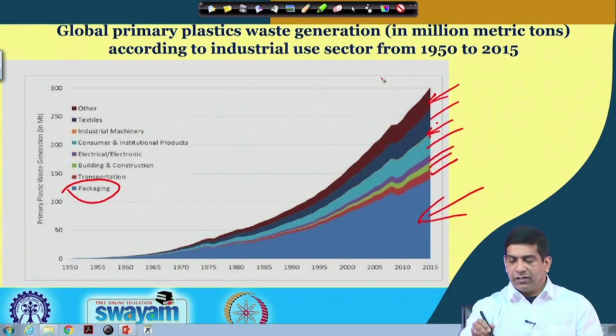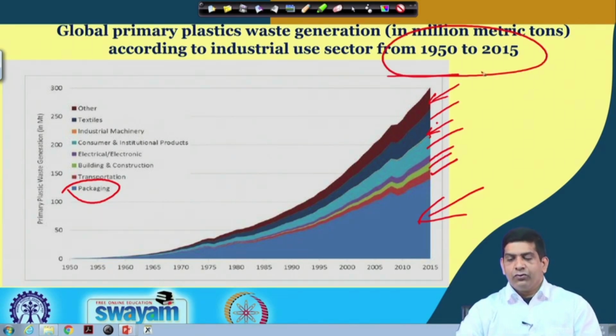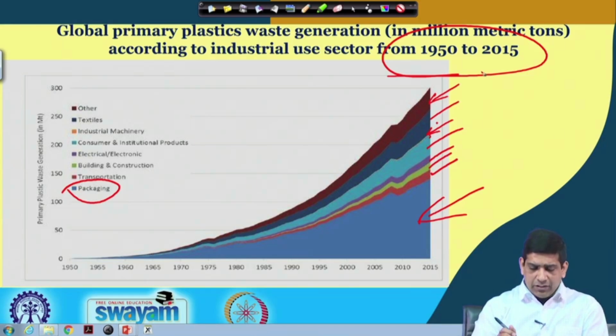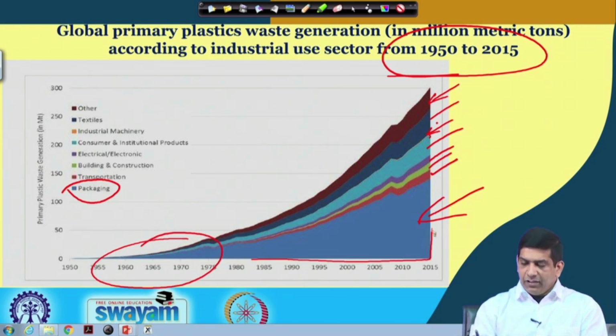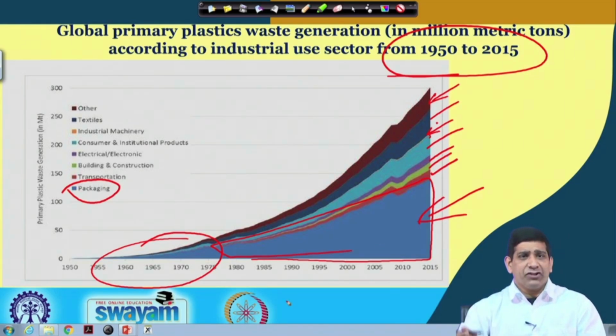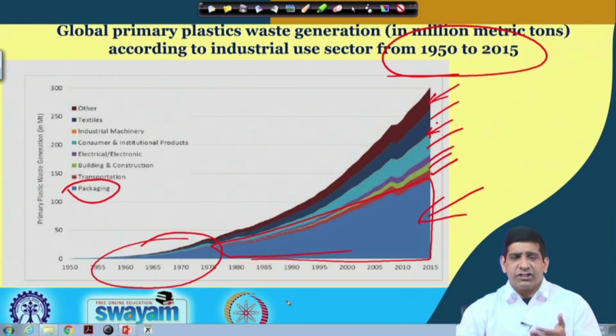So that's the sector breakdown from 1950 to 2015. So it's over a 55-year period. Initially, until the 1960s, 1975, the numbers were pretty low. In this range, the numbers were pretty low. But as we go to this side, we see a huge jump of plastic in packaging and plastic application in other sectors as well. It's not only packaging, the other sectors are also using lots and lots of plastic. Plastic is being used pretty much everywhere now.